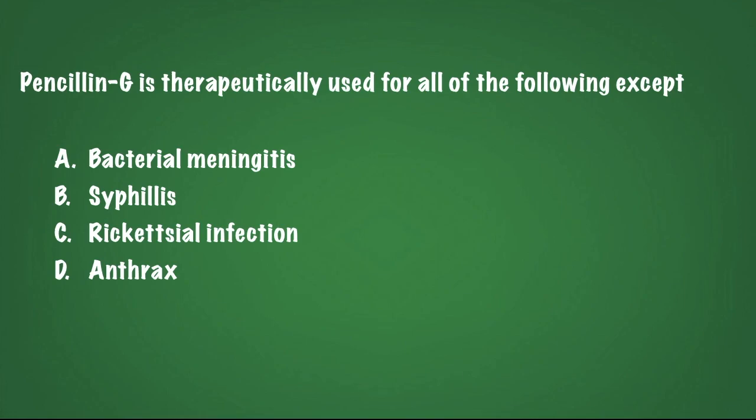Penicillin G is therapeutically used for all of the following except bacterial meningitis, syphilis, rickettsial infection, anthrax. The correct answer is C, rickettsial infection. Now for rickettsia, tetracyclines are the first choice of drug. Doxycycline is given orally for 5 to 7 days.